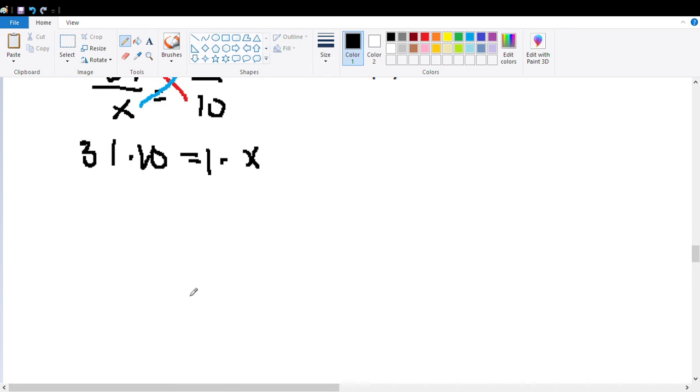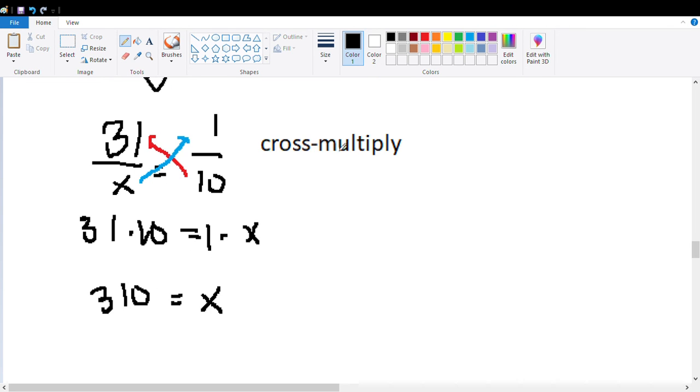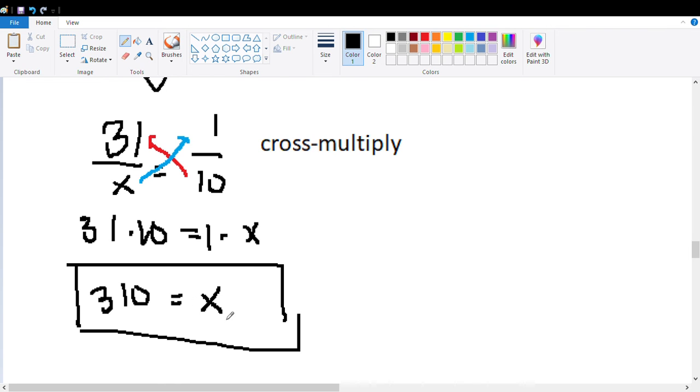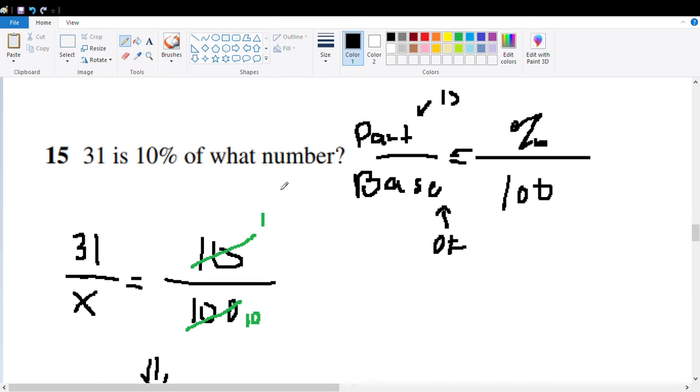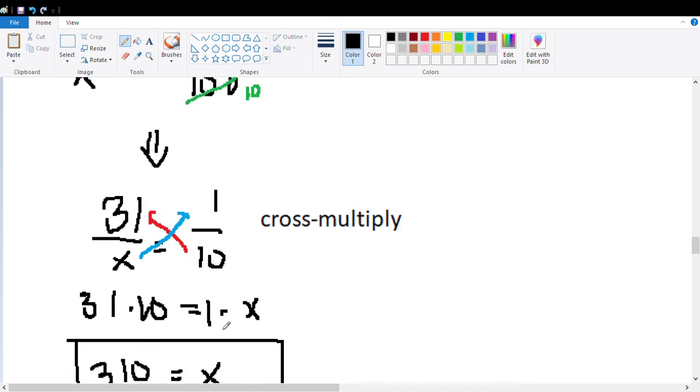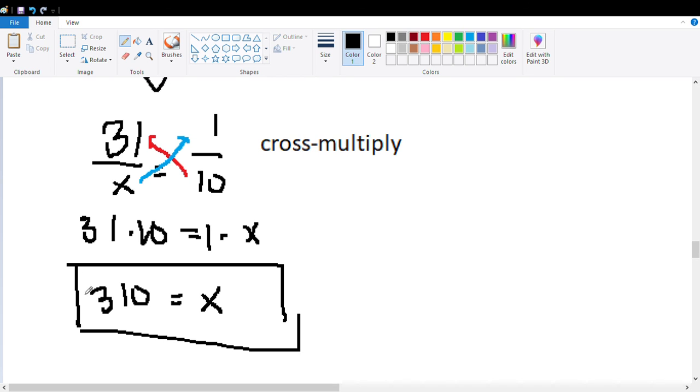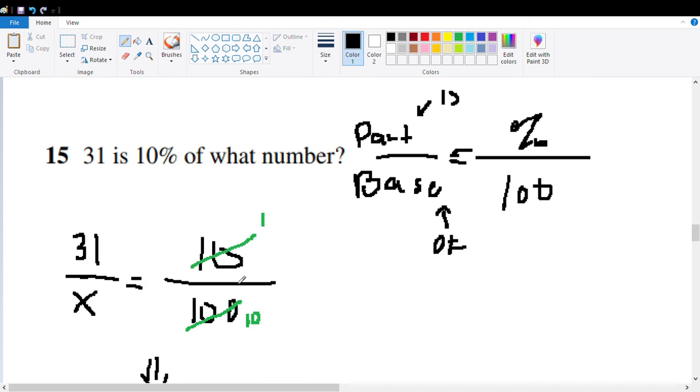So far so good. Now 31 times 10 is going to give you what? 310. And what is 1 times x? X, right? So that means 310 is equal to x. So that's everything we can do. That's our final answer. Do we need percent? Nope, since we're not asking for what percent, we don't need to put the percent. We just put x is equal to 310.